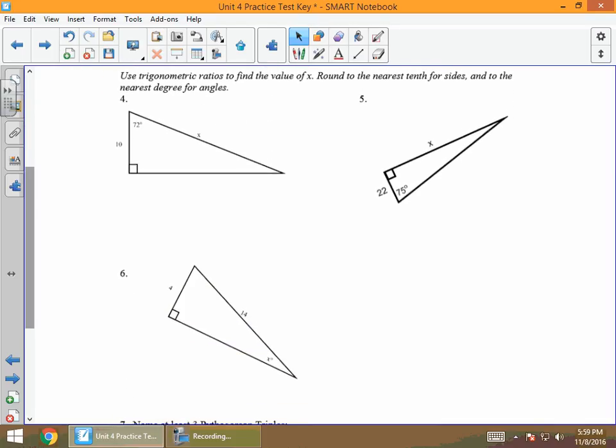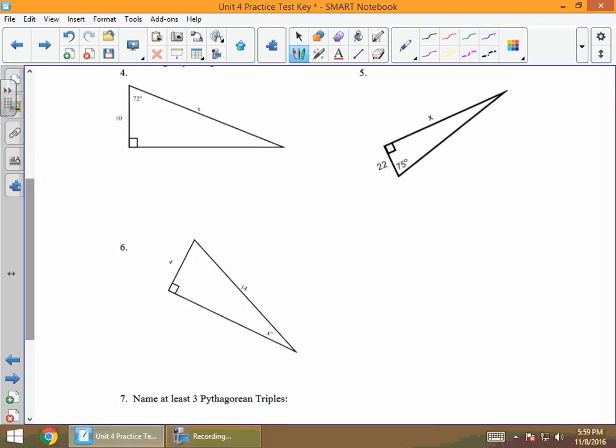All right, number 4 says use trig ratios to find the value of x, round to the nearest tenth for sides, and the nearest degree for angles. Okay, so number 4. Here's my angle, 72. So I'll label my sides, opposite, hypotenuse, and adjacent. Determine which side is not given. I have no information on O, my useless side, as we were calling it. So I have A and H. A and H mean I'm going to do cosine. So cosine of the angle, which is 72, is equal to adjacent, 10, over hypotenuse, x.